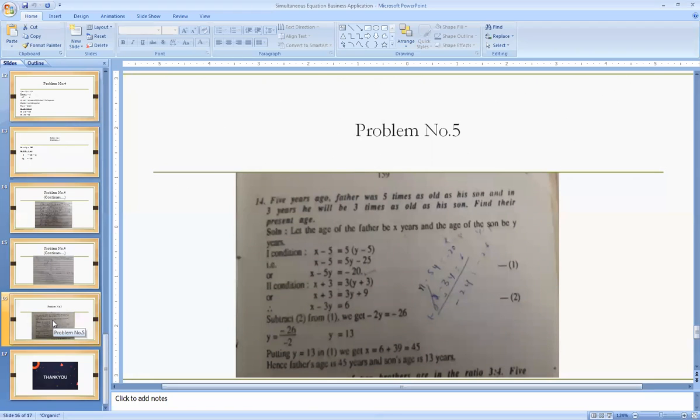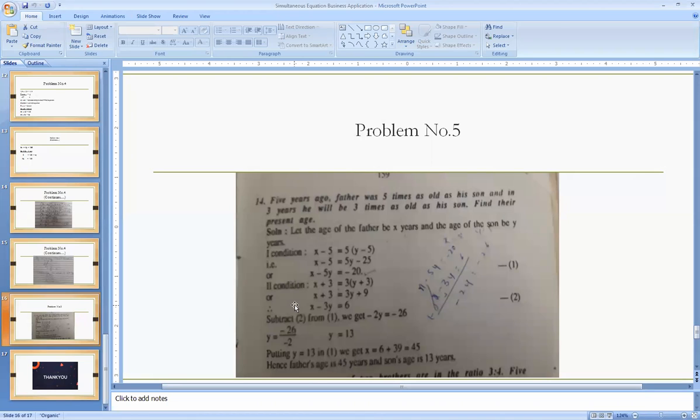Let us see once again. The fifth question they have given is: 5 years ago the father was 5 times as old as his son, and in 3 years he will be 3 times as old as his son. Find their present ages.